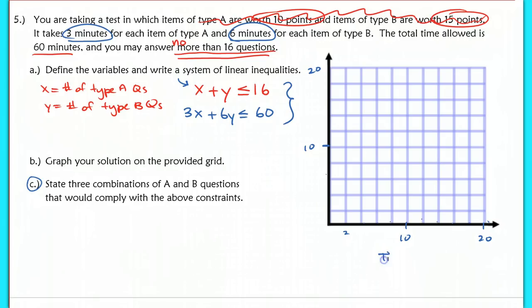Let's label. So this is going to be the type A questions. So this is number of type A questions. And then this is going to be the number of type B questions.